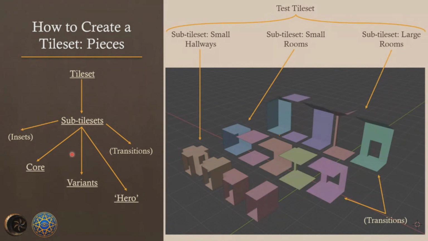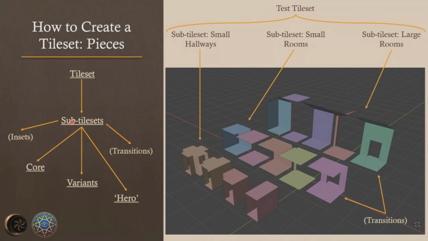From those sub-tilesets, you have a core set of pieces. A core set of pieces might be this mid piece, this wall piece, this corner in piece, this corner out piece. From that, you'll also have variants. You might have like 5 or 6 different wall types so that level designers can go nuts with their creativity, and every room is not going to look the same.